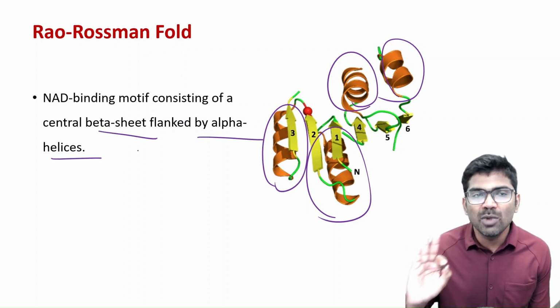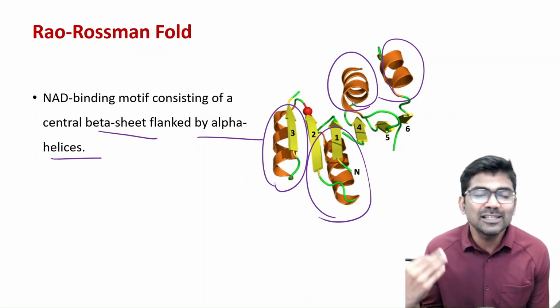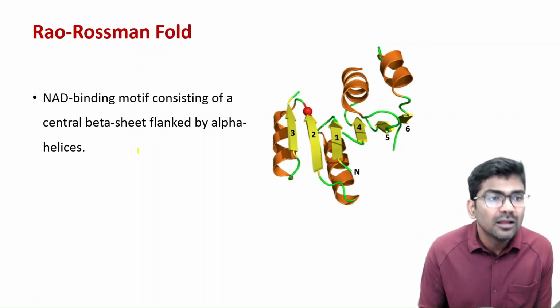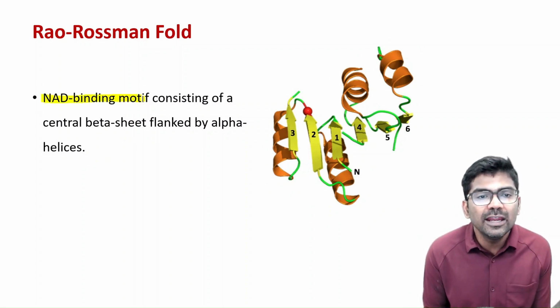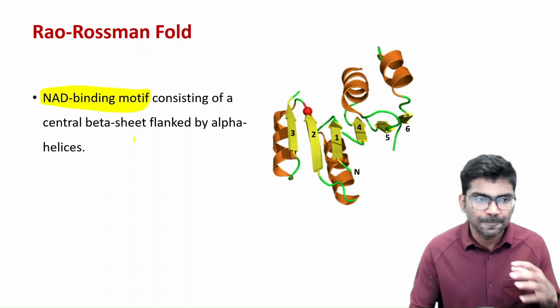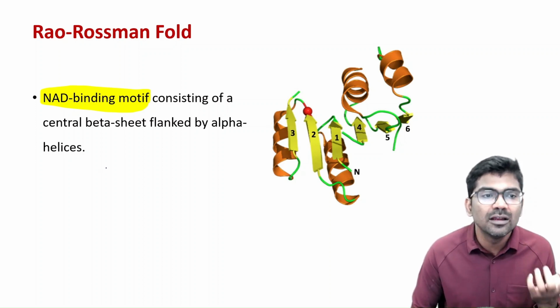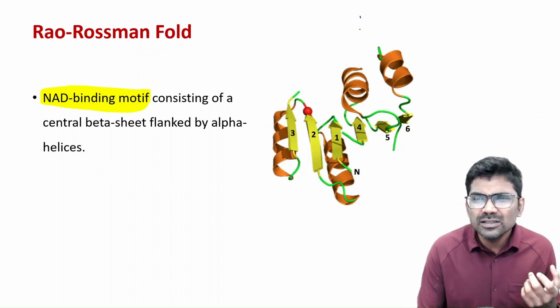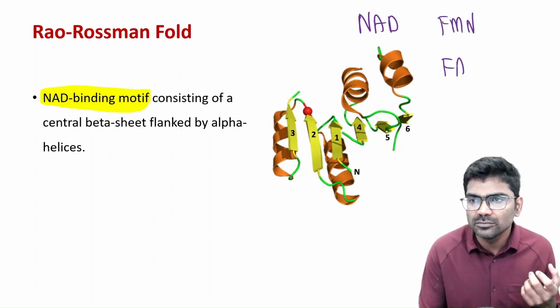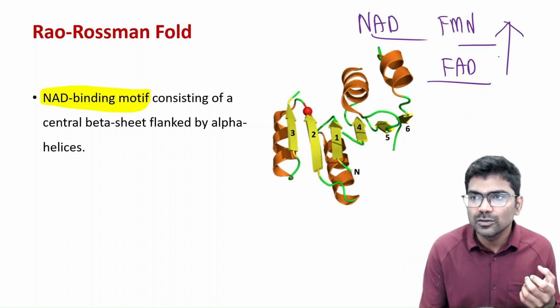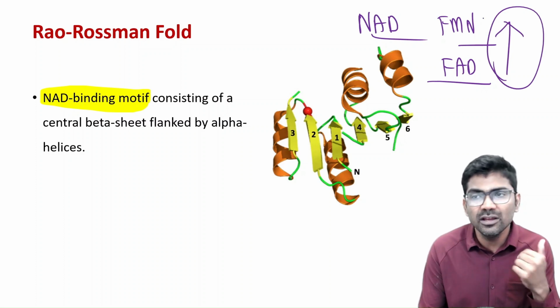There is no need to memorize this beta sheet, alpha helices and all. Just for your understanding, I am telling you. What you have to remember is Rossmann fold is NAD binding motif. This is all you need to remember, okay? So it binds to NAD, nicotinamide adenine dinucleotide. So what is this NAD, FMN, FAD and all? Do you want to know more? So here is the link. So you can click this link and watch the video.